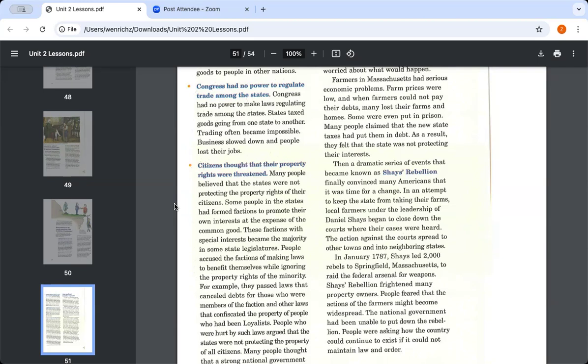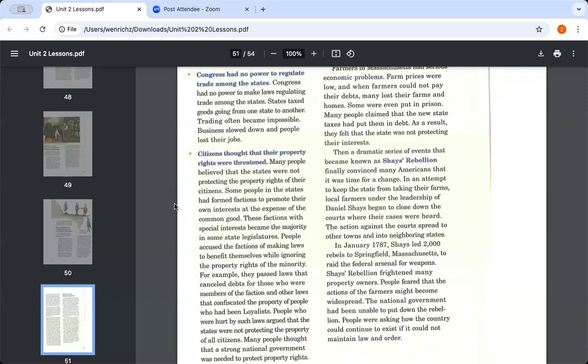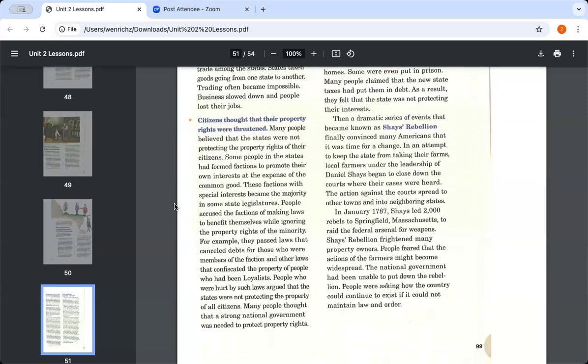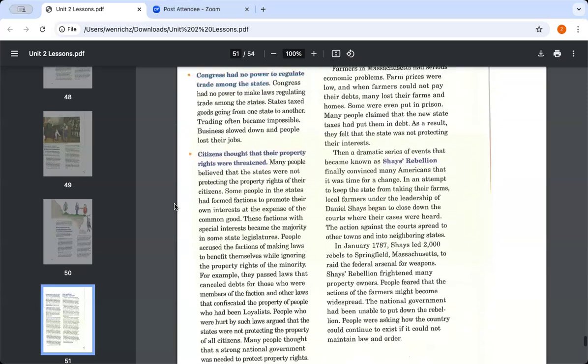For example, they passed laws that canceled debts for those who were members of the faction and other laws that confiscated the property of people who had been loyalists. People who were hurt by such laws argued that the states were not protecting the property of all citizens. Many people thought a strong national government was needed to protect property rights.